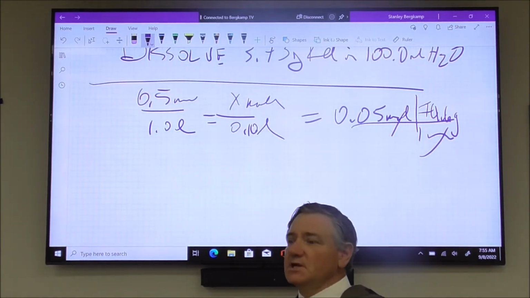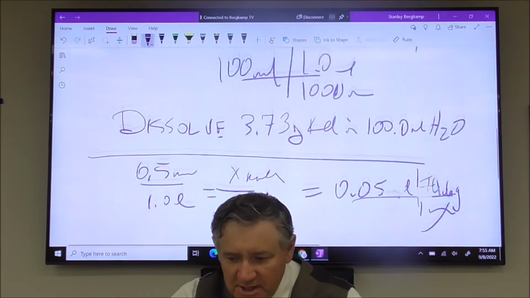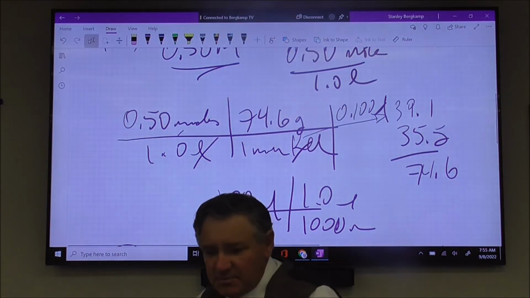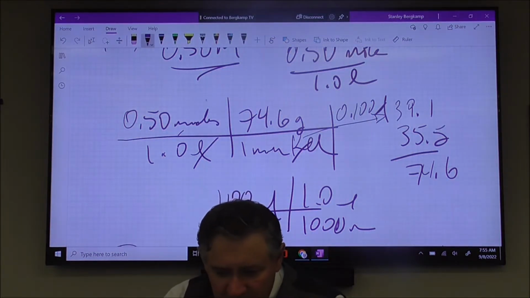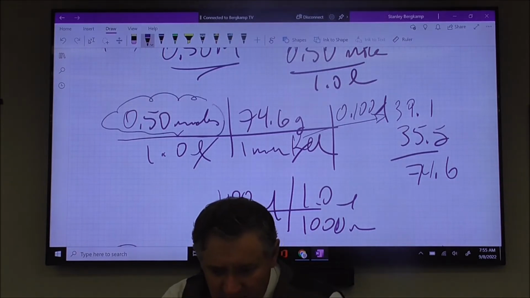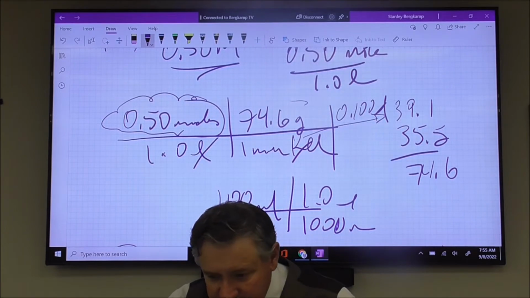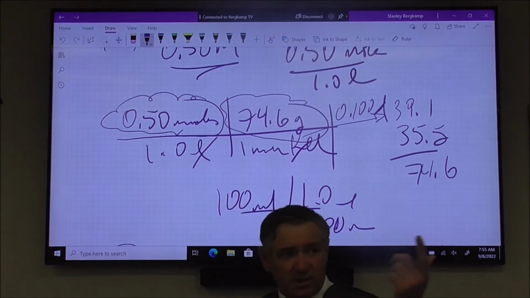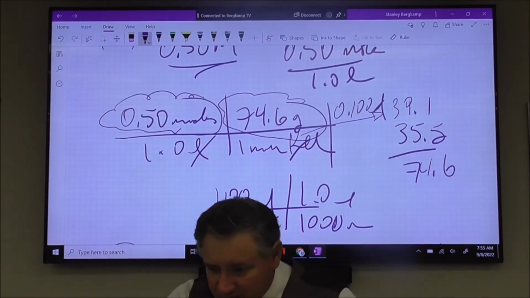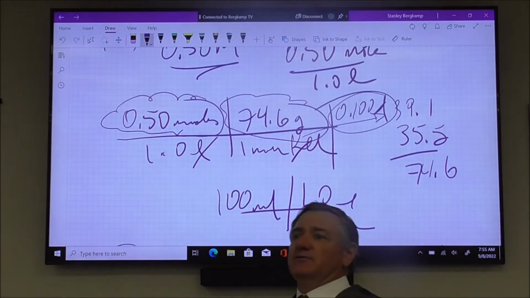Okay? So if you think about this problem, the only thing that you will ever change is this, depending upon the molarity. You're going to change this, depending upon what chemical it is. And you're going to change this, depending upon the volume.